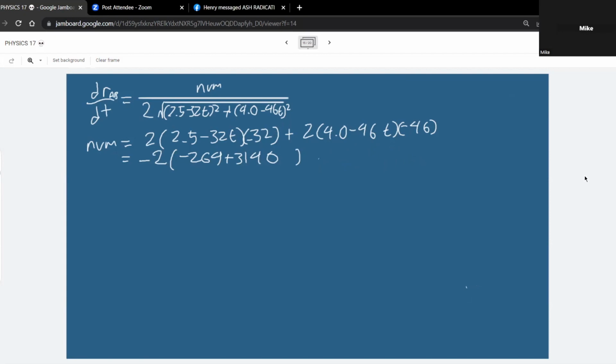Okay, so R sub AB is square root of 2.5 minus 32t square, 4.0 minus 46t square. So ang derivative ay r squared, 2r dr dt.